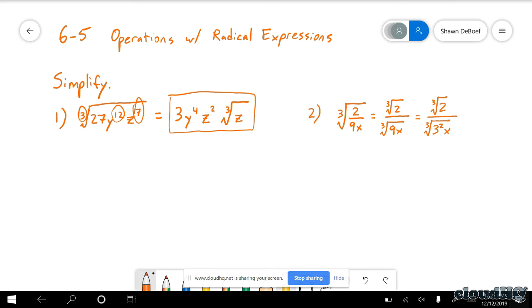I don't care about the numerator. I'm talking specifically about the denominator. So now I can rationalize through multiplying. Because it was a cube root, I have to multiply it by a cube root.